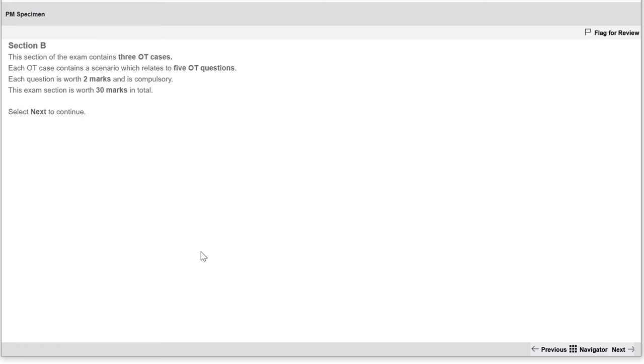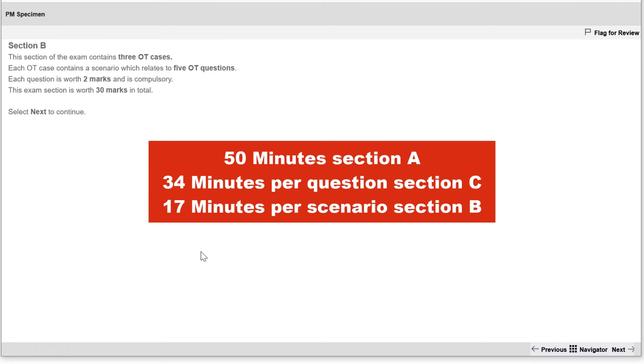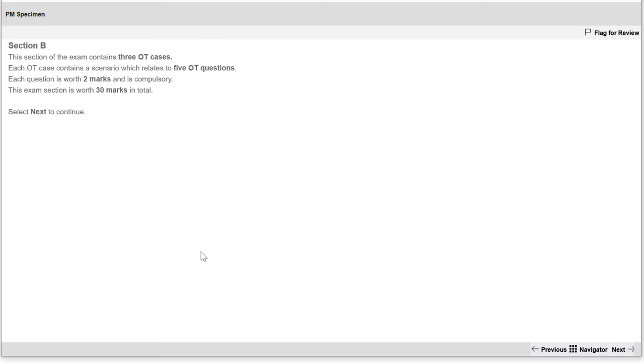If you follow that approach, 50 minutes Section A, 34 minutes per question Section C, 17 minutes per scenario Section B, you're going to be left now with 11 minutes of buffer time. Go back to Section A. Maybe your memory is jogged from having completed Sections B and C. Go back in, do your best on any of those remaining Section A questions. In the last minutes of the exam, make sure you've guessed at everything. And there you have it, the exam approach, how to manage your time.